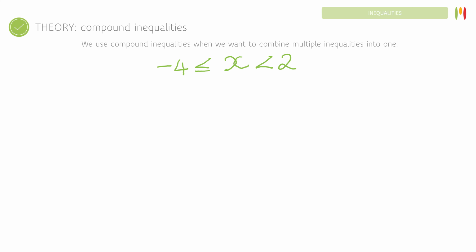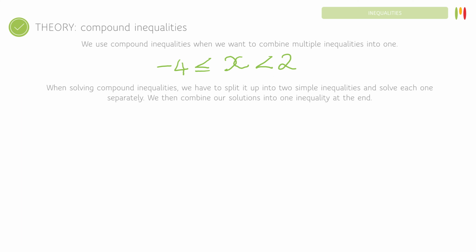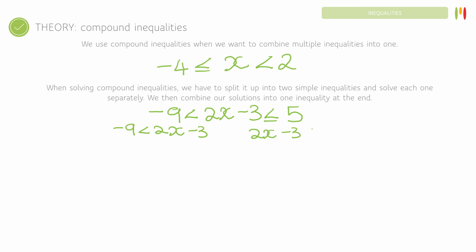When solving compound inequalities, we have to split it up into two simple inequalities and solve each one separately. We then combine our solutions into one inequality in the end. So if we had -9 is less than 2x minus 3, which is less than or equal to 5, we would create two separate inequalities. So we would have -9 is less than 2x minus 3, and 2x minus 3 is less than or equal to 5.